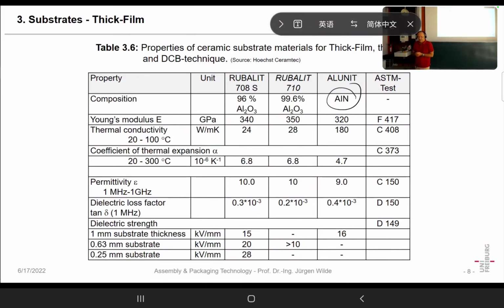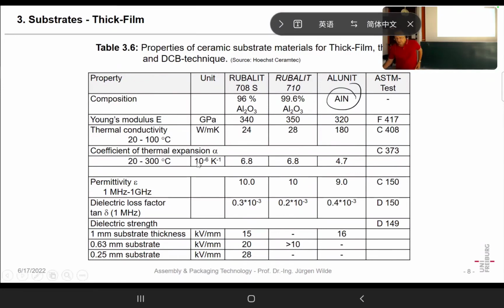Another property that is important is the CTE when we want to mount a chip, because when the substrate has a high CTE and the chip always has around 3 ppm per Kelvin, then we have a high stress either in operation or just after the production. And that means ceramic substrates are quite good because they have a low CTE mismatch to the chip. Also, the thermal conductivity of some of the ceramic materials is quite good.